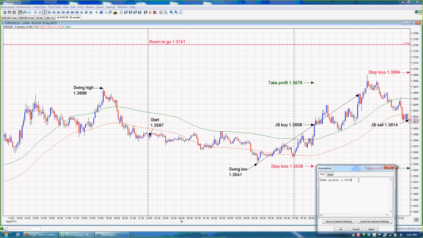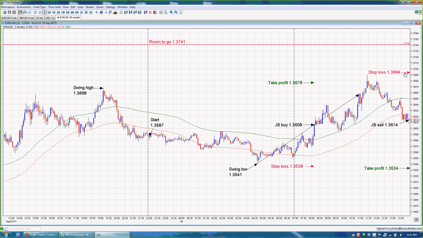135.34. That's where our take profit is. And what we've done is we're saying, okay, what do we think of this trade? Well, we sell it here. Our stop will be here above the high of the day. And our profit is over here, and our room to go number to the downside is off the chart at the moment, so we're going to have to put that in there.